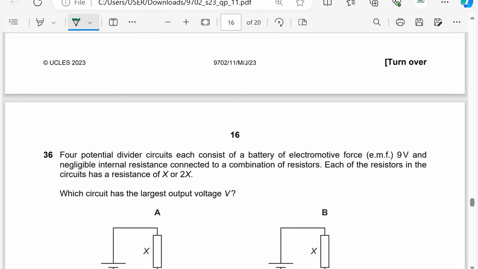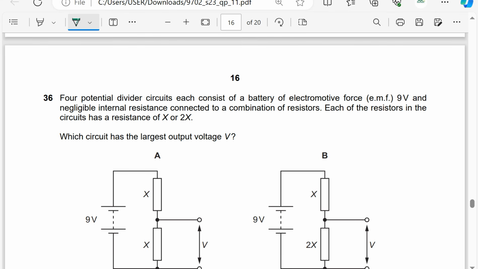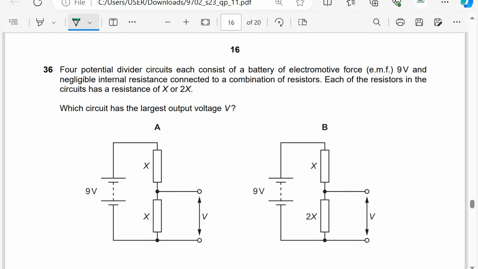Four potential divider circuits each consist of a battery, EMF 9 volts, and negligible internal resistance connected to a combination of resistors. Each of the resistors in the circuits has a resistance X or 2X. Which circuit has the largest output voltage? Largest value of V. So let's check here.